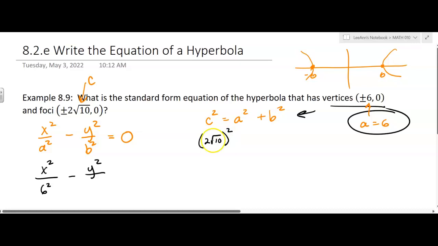Now, we haven't done a lot of that, so I want to make sure I go over the details on that. Do we know what a squared is? Well, we know a is 6, and we have to square it, and that's going to equal b squared. Okay, now on the left, when I'm squaring this, I have to square the 2, and I have to square the square root of 10. So it's going to be 4 times 10, which is 40. Now, 6 squared is 36.